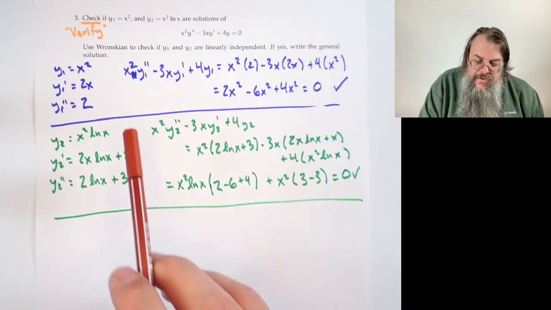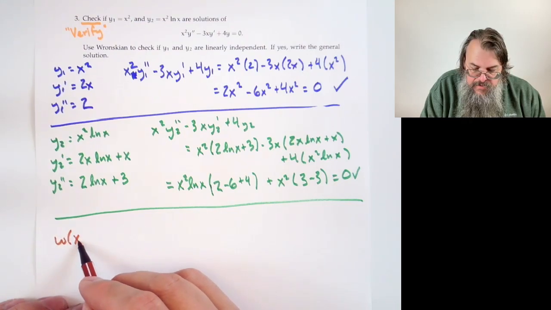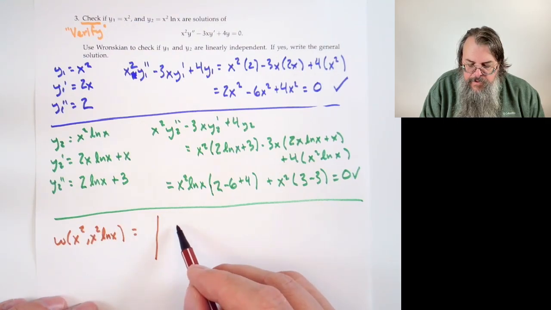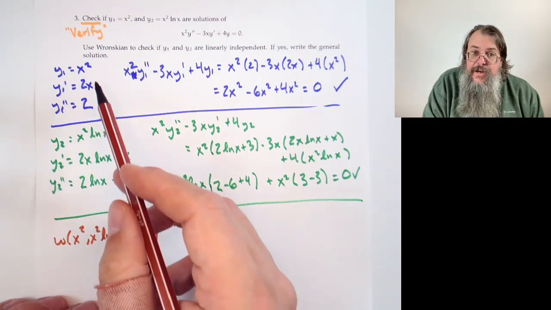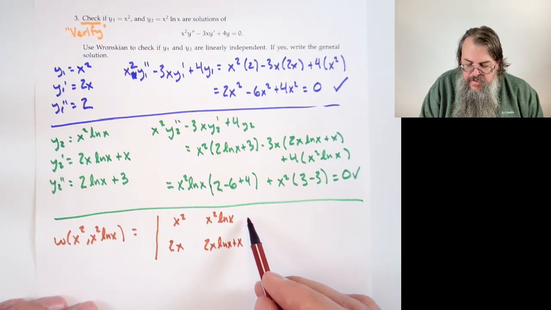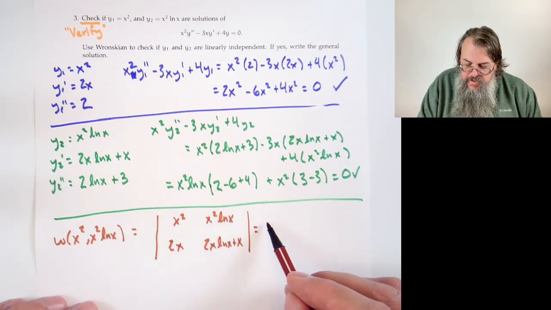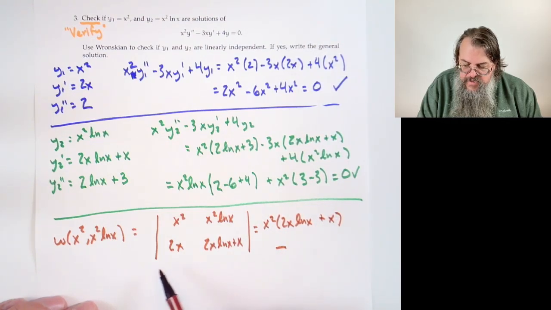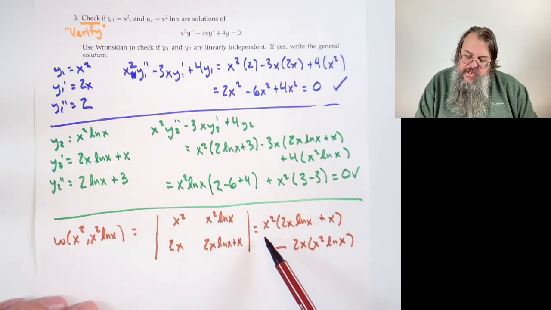Now, the next sentence, use the Wronskian to check if they're linearly independent. So we're going to do a Wronskian. So we have x squared and x squared log x. So we're setting up our determinant. We have our functions. Then we have our derivatives. Now, we don't actually have to think hard. We actually found the derivatives already. So we can just copy. And now we remember our cross-multiplication. So this is going to be x squared times 2x log x plus x, subtract, other direction, 2x times x squared log x. And if you look, you get a 2x cubed log x.